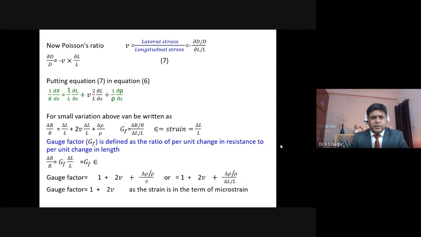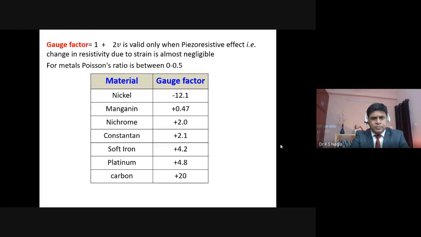Since this delta rho over rho divided by the strain is very small, since the material is the same and the resistivity is the same, the gauge factor will be equal to 1 plus 2 nu, as the strain is in terms of micro strain. So different materials have different gauge factors. We cannot construct the strain gauge with all materials.